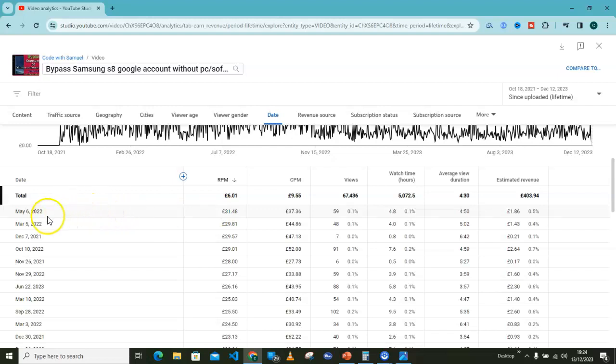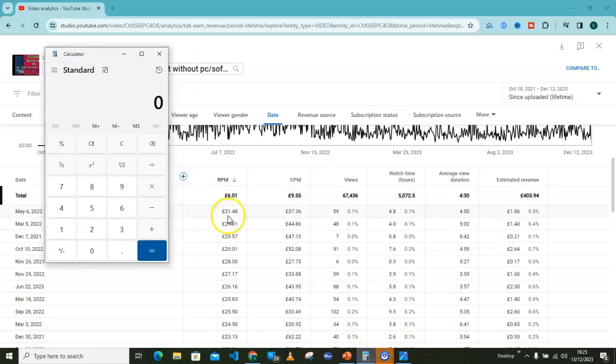Okay, on May 6th, 2022, I got a CPM of £37 per 1,000 views. Okay, then the RPM was what I actually got. So how come about the revenue of £1.86 on that particular day? I will show you how that was calculated by YouTube. So I will get my calculator. Remember, this £31 is what I get paid per 1,000 views.